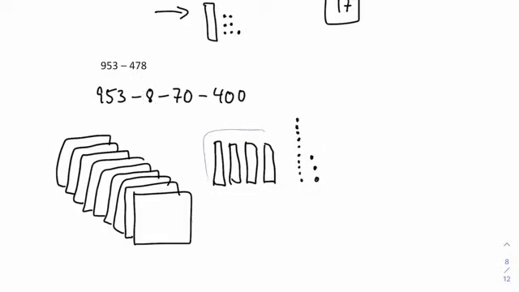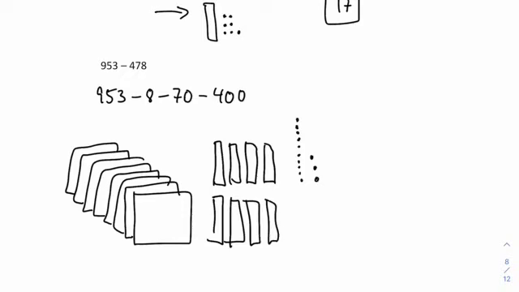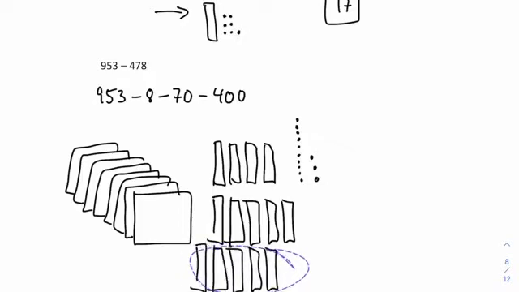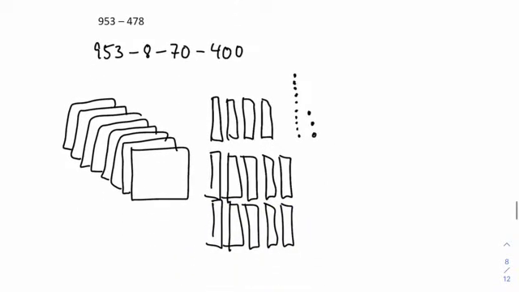Do I have enough 10s left over to take away 70? Well, that would be the next. I don't. I only have 4 10s here. I need to take away 7 10s. So I'm going to have to delete one of my hundreds and make 10 10s out of that. So there's 5 10s. Okay. And then I'm left with only 8 hundreds right here, and I need to remove 4 hundreds of those, and that I can do.